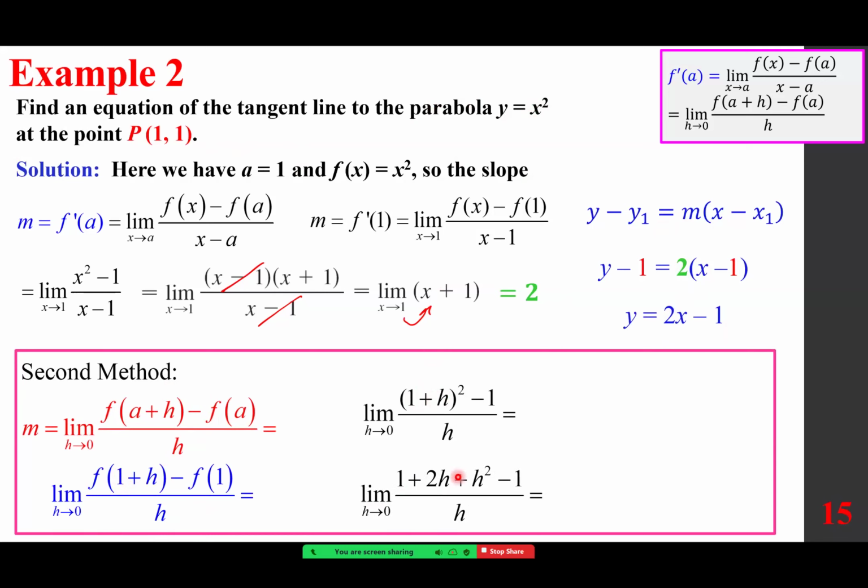You get rid of 1 and negative 1. You factor the h from the numerator. H cancels out. And if you plug in 0, you get the same 2 that you got here. I just wanted to show you how to arrive at it two different ways.